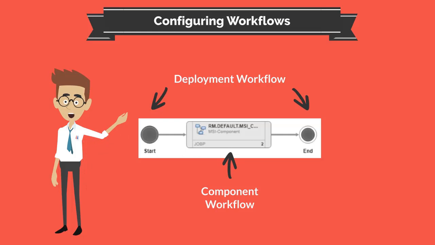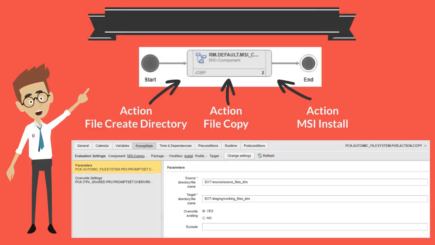First, I need to add the component workflow to the deployment workflow. I will now add actions to the MSI component workflow. Actions are predefined tasks for executing single operations. I will link them and then define variables in the Prompt Set tab. If not available, click Properties next to Objects.